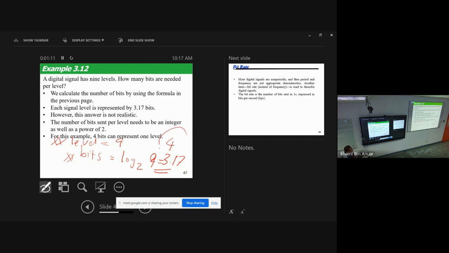So with respect to 4, how many levels do you have? The number of levels will be equal to 2 to the power of 4, right? Which is 16. So that is more than enough. But you have to design more. So basically it's much more expensive in terms of designing, because you have to design more than what is required, right? So that is how you look at this question.